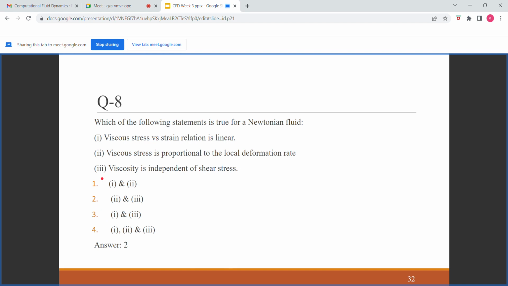A Newtonian fluid is nothing but all those fluids which generally obey Newton's law of viscosity, where viscosity is not affected by shear rate or shear stress, where everything else remains the same. The common examples would be water, air, or some common fluids that we use. So basically, the viscous stress is directly proportional to the local deformation rate, and the viscosity is independent of the shear stress, or it remains a constant.